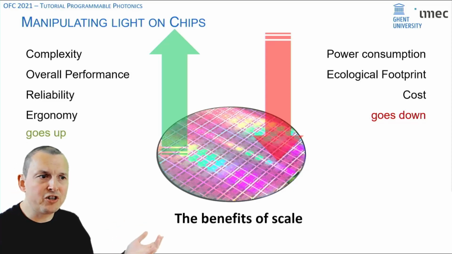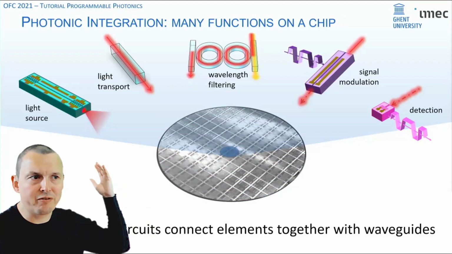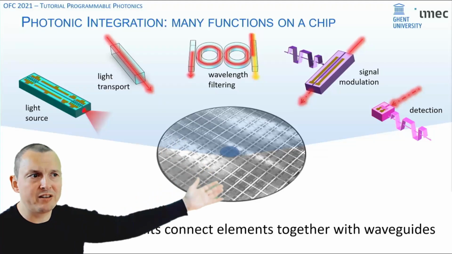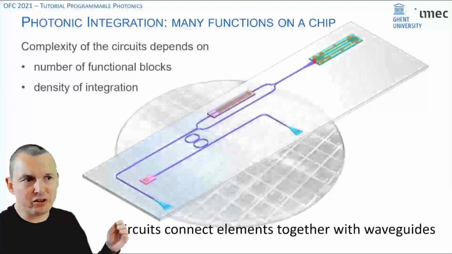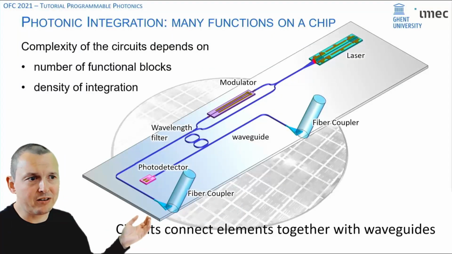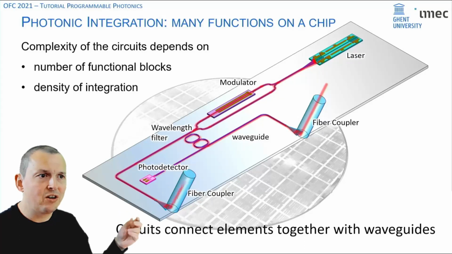On the other hand, the functions are different. We're not talking about transistors here, we're talking about integration of light sources, filters, modulators, detectors, and everything connected together with waveguides. So a photonic integrated circuit looks a bit like this, where you have fiber interfaces, modulators, lasers, filters, all connected by waveguides.